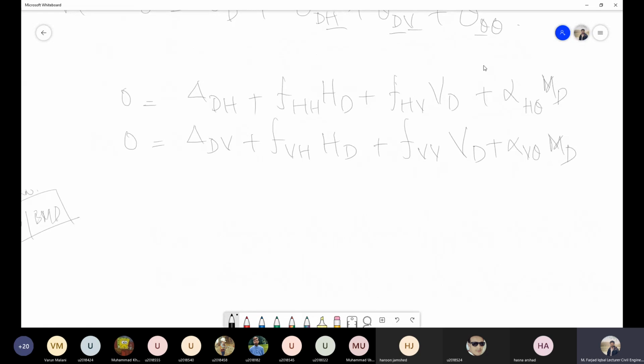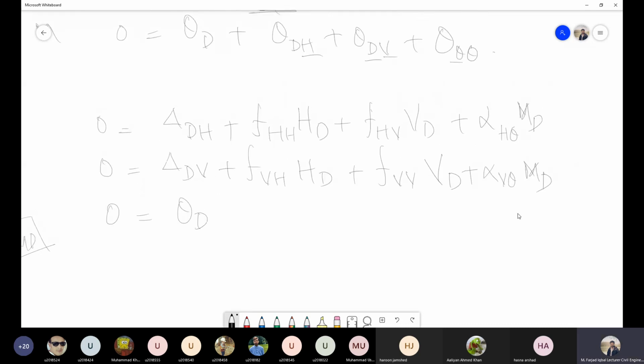And the last one is theta D. This one is due to the horizontal load, so that will be alpha DH into HD, plus this one is due to the vertical load, that will be alpha DV into VD, and the last one is due to the rotation or movement, so that will be alpha theta theta into MD. So these are the three compatibility equations.